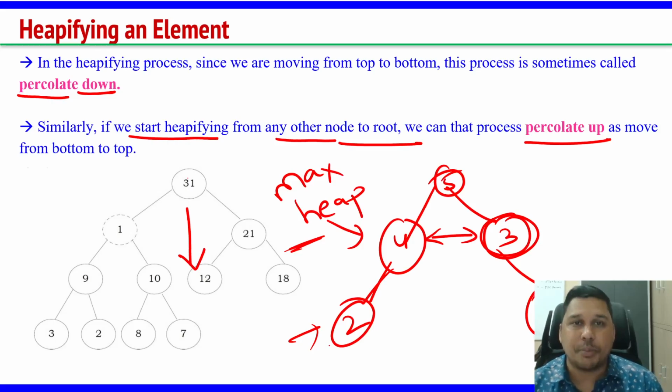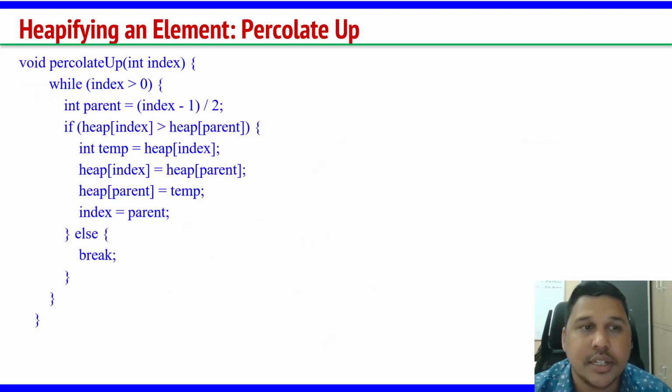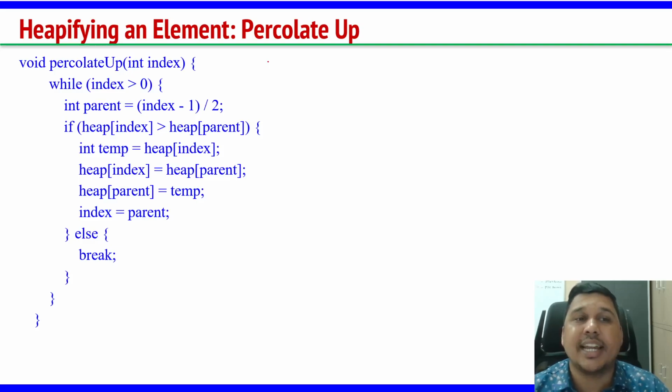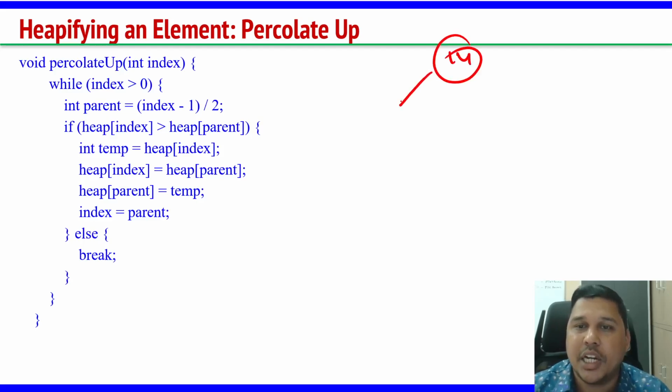But if you are moving from bottom to top, it is called percolate up, the percolation process, the adjusting process. Percolation means adjusting process. If you are moving from the last node to the top, that is percolate up. If you are coming down, it is called percolate down. So, percolate up and percolate down. What is the logic here in percolate up? Let us take one same simple example here to understand this.